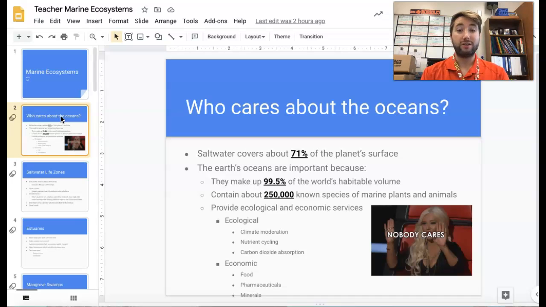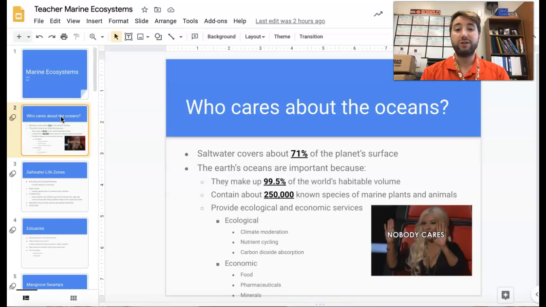There are tons of places in the ocean that we have no idea what else is down there. Most of the time that involves the super deep places where it's really dark and the pressure is really intense. So there could be 250,000 more species down there, we just don't know about them. We haven't figured them out. They provide a lot of ecological and economic services.